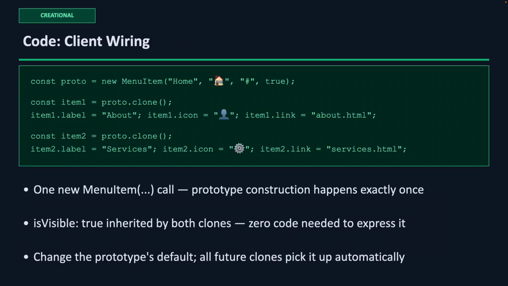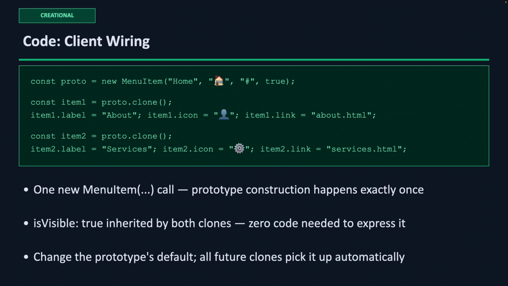Now the client, this is the index TypeScript that connects everything together. This is the cleanest illustration of the pattern at work. At the top, we have one constructor call, that's the prototype. Then we have the first item, we have the clone, and from the clone, we're setting the label, icon, link, and the is visible property is never mentioned because it doesn't need to change, it's already inherited.